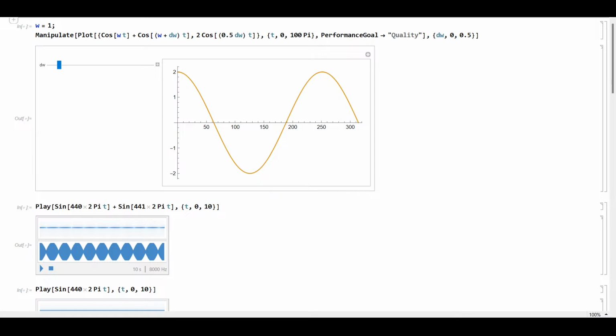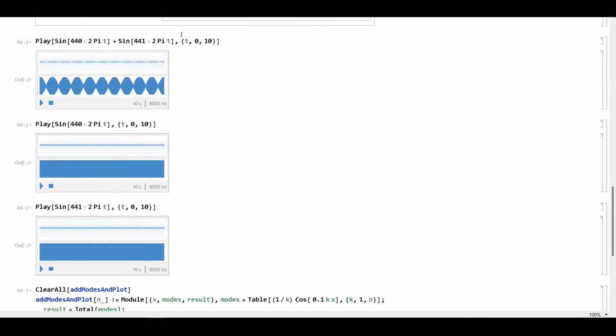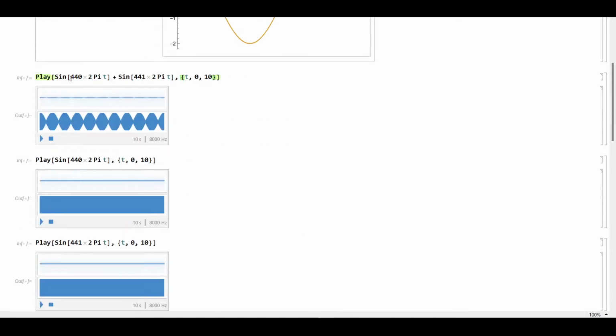Yeah, I hope you can see my Mathematica screen. So here, let me go down. Yeah, here. So we are adding two waves of slightly different frequencies. First one is 440 hertz. Second one is 441 hertz. So the difference is just about 1 hertz. And let me play this for you. You will hear an audio of beat frequencies.